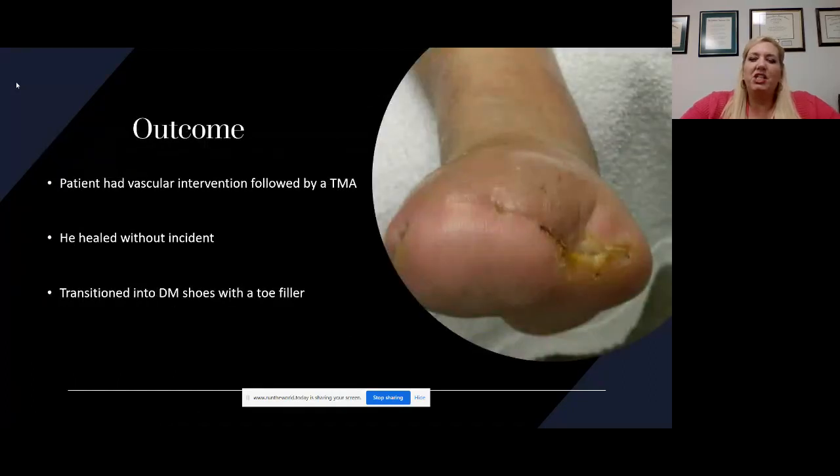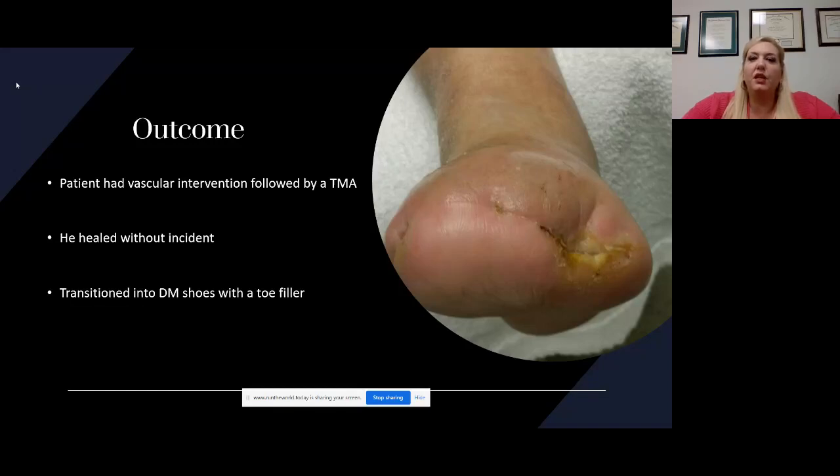So remember that patient that had that fifth toe amputation and the gangrenous changes and a lot of devitalized tissue with that 0.6 ABI. So we sent him to vascular. He was revascularized to optimize the blood flow. And then I went ahead and took him to surgery. I did a transmetatarsal amputation, and he went on to heal uneventfully. He was transitioned to diabetic shoes with a toe filler.